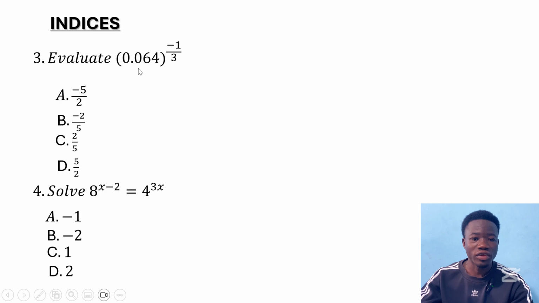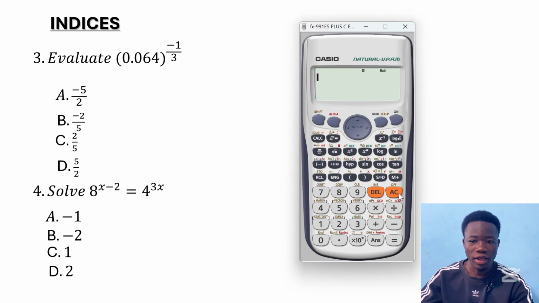Now, question number 4. Evaluate 0.064 all exponent negative 1 on 3. Right? So here I get the calculator. Clear this by pressing AC, or I can press on. Then open the bracket and type 0.064, close the bracket, which is exponent minus 1, all on, so just press the division sign here, all on 3, then equal sign. So the answer is 5/2.